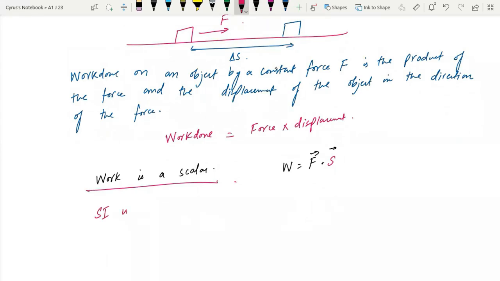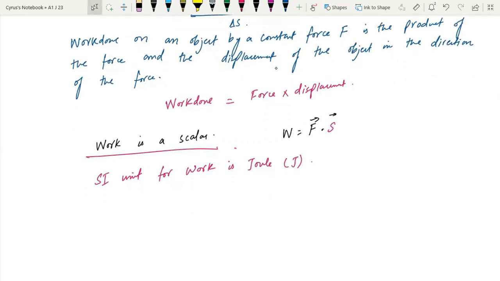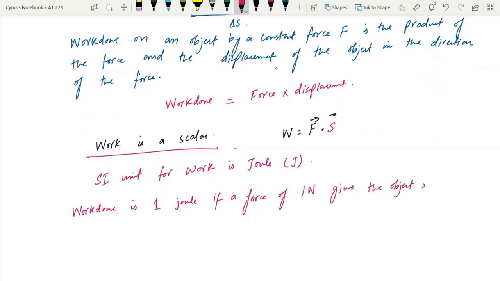What is the SI unit for work done? SI unit for work is joule. And you should know that work done is 1 joule if a force of 1 newton gives an object a displacement of 1 meter.